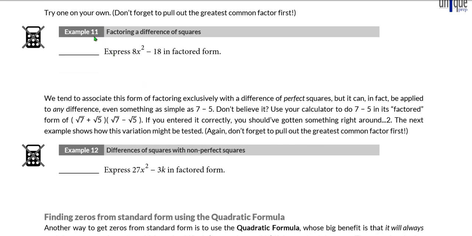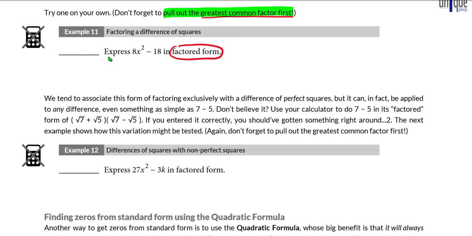So example 11, we need to express 8x squared minus 18 in factored form. Important note, anytime we're going to do fancy factoring like differences of squares or even that X method that we learned a few pages ago, in fact the first step you will recall of that factoring method we learned, we always want to start by trying to pull out greatest common factors. Pull out greatest common factors first.